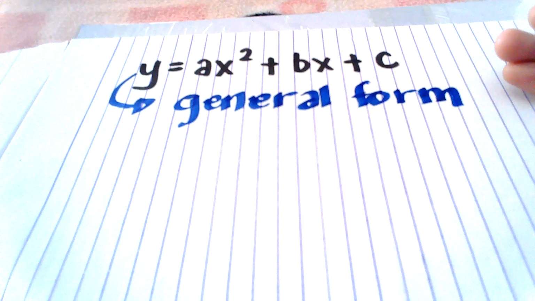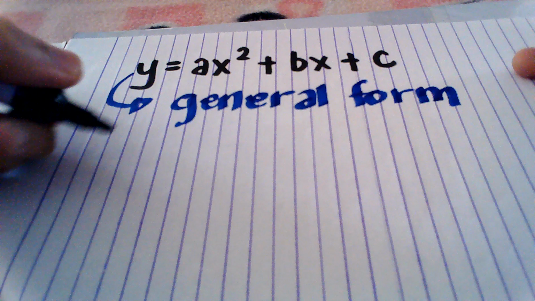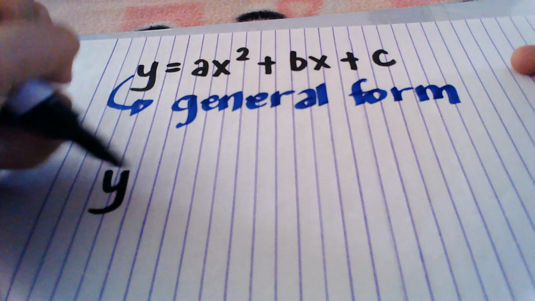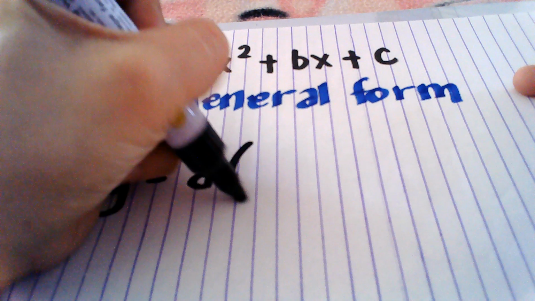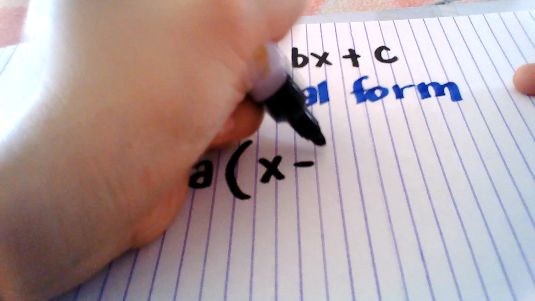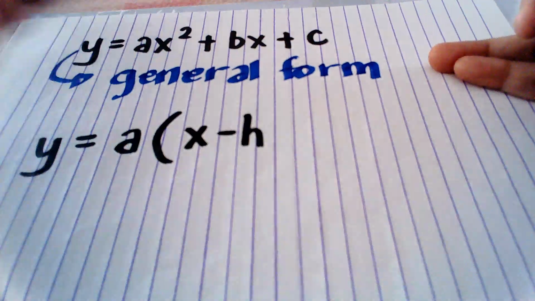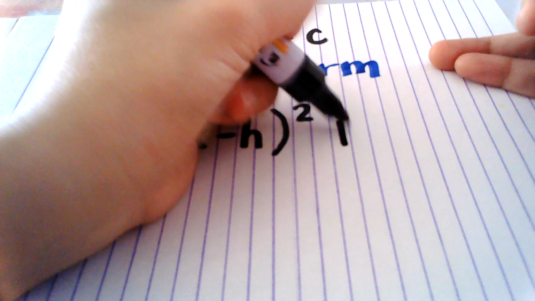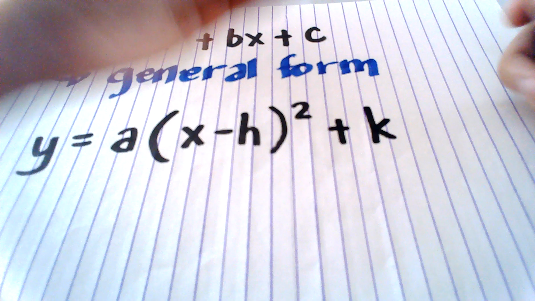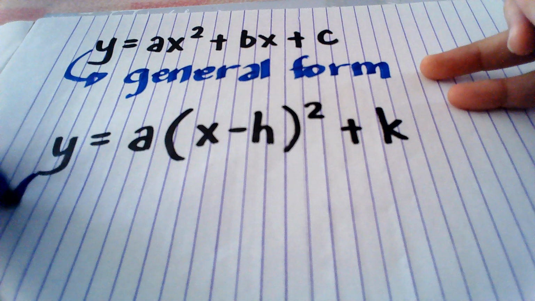And the vertex form is written as, still the same thing, y is equal to a quantity x minus h squared plus k. So this is your vertex form.